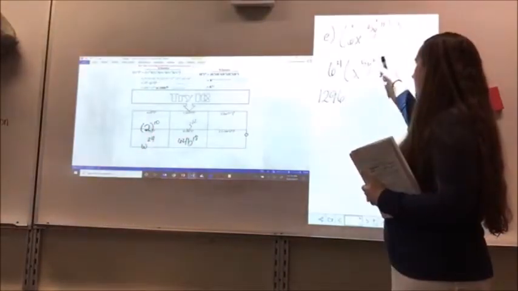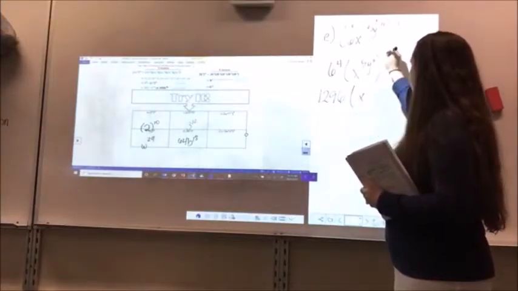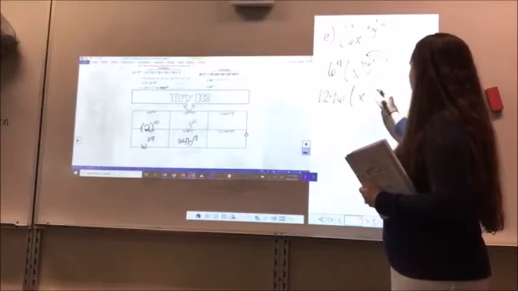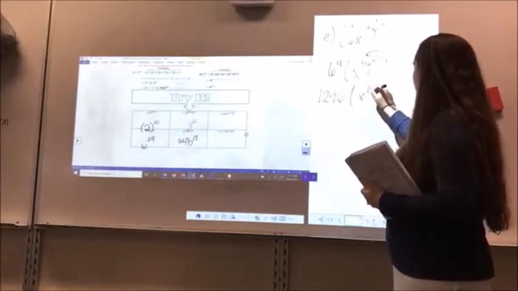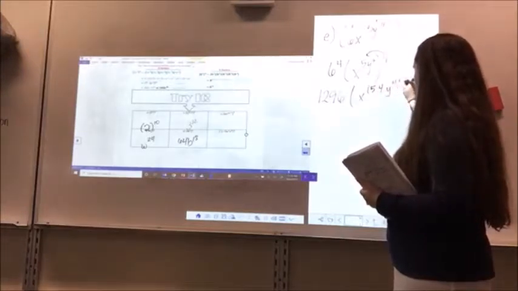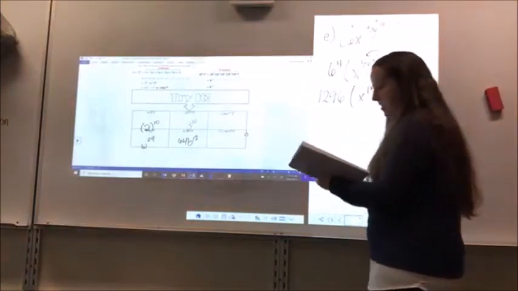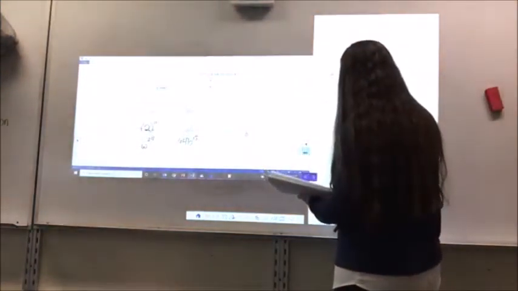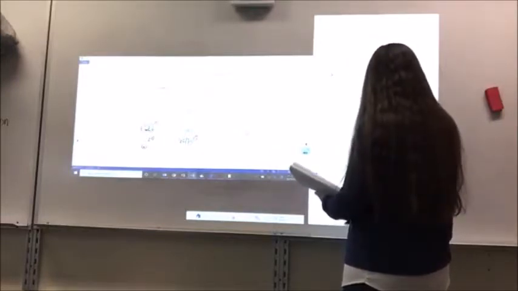For x to the 5 and y to the 11th, I need to multiply this 4 to each one of these exponents. So this is really 5 times 4 for x, and 11 times 4 for y. Okay, when I do that, I get 1,296x to the 20th y to the 44th power.